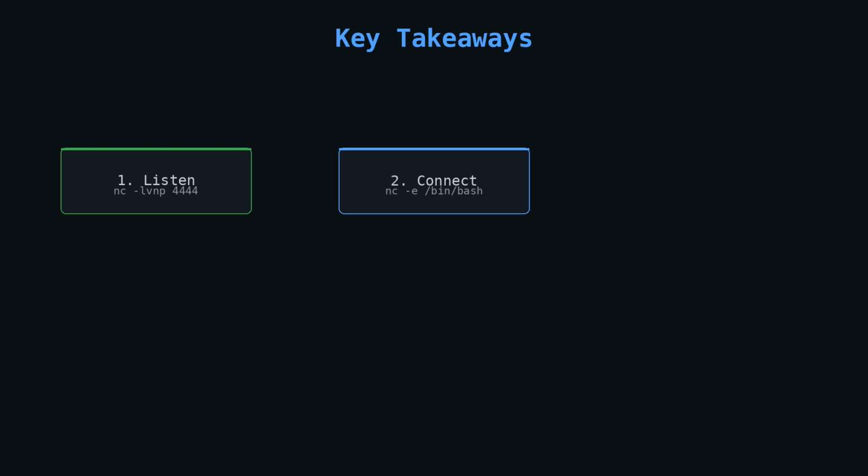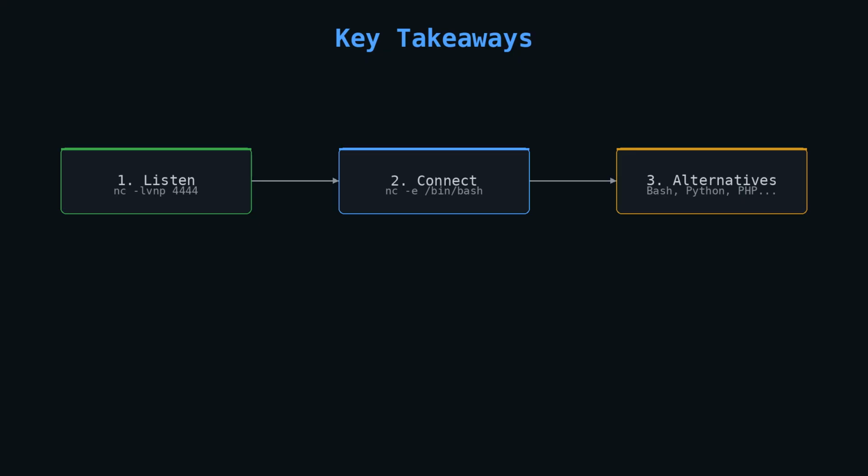Let's recap the key takeaways. Always test with permission in authorized engagements. Netcat is the Swiss Army knife of networking. Multiple payload options exist when the Netcat E flag isn't available. And remember, reverse shells bypass firewalls because the target initiates the outbound connection.